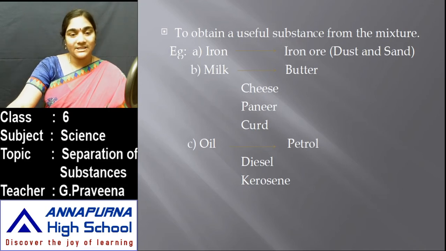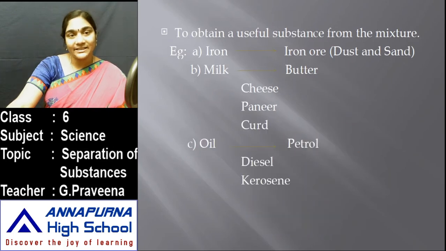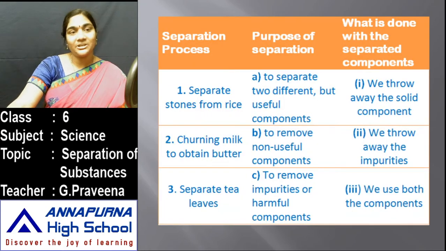So in the previous slide you have seen that separation is needed to remove the unwanted substances, and also that separation is needed to obtain a useful substance from the mixture. Here in this table it is very clear. In the separation process, we separate stones from rice, and we obtain butter by churning the milk, and tea is separated by just removing the tea leaves.